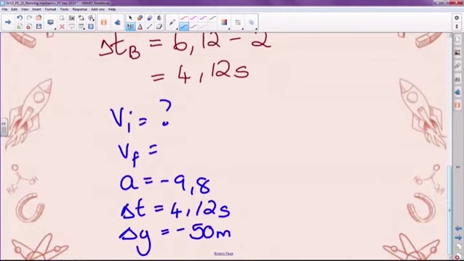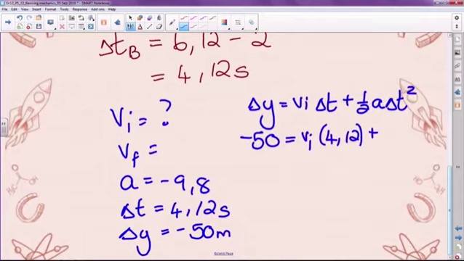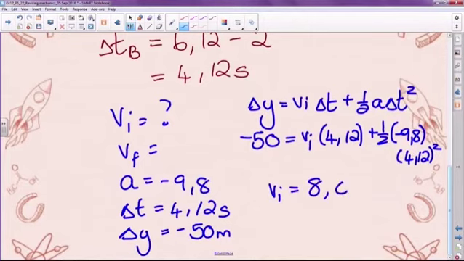So now we look at this and we go, well, we want VI. So let's use this equation. Delta Y equals VI delta T plus a half A delta T squared. That's minus 50. We want VI. And this is minus 9,8. And this is 4,12. Now, just to save some time, grade 12s, because I know you need a break and your brains are a little fried right now, I'm not going to show you all the maths, but what you get is 8,05 meters per second.